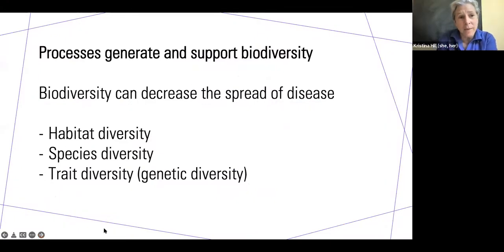So the point I want to make with that example of biodiversity and disease spread is that processes generate and support biodiversity. Again, biodiversity can decrease the spread of disease. There's a good argument for biodiversity if I've ever heard one. Of course, fragmentation and other activities can change the way that diseases move. So if we want diseases to move less freely, we need a more complex mosaic of different habitats, and we need more top predators who can actually limit the spread of those vectors like the deer.